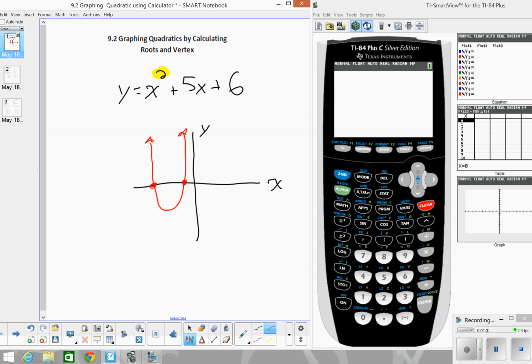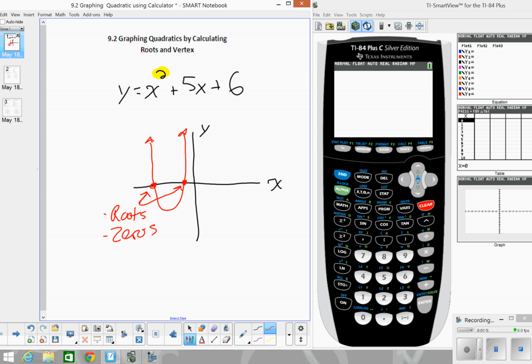Now let's talk about this parabola real quick. This parabola, we said, is going to have roots. Another name for those roots is zeros. So I have that there and there. It's where your parabola crosses the x-axis.